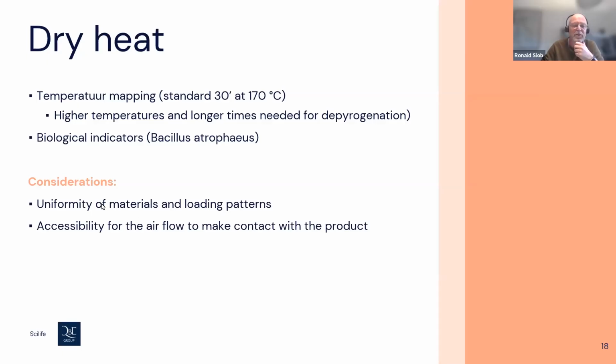The considerations are also that, because you're working with an airflow pattern in a tunnel or within an oven, you must be sure that the complete load can be reached by the heat. There must be a flow behind it. Obstructions in these flows will have a negative effect on the uniformity of your heat distribution inside a dry heat tunnel or within an oven.